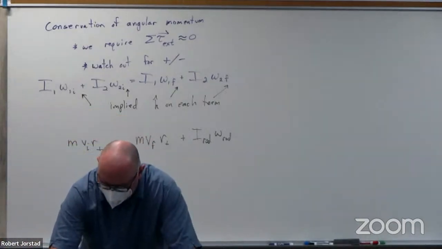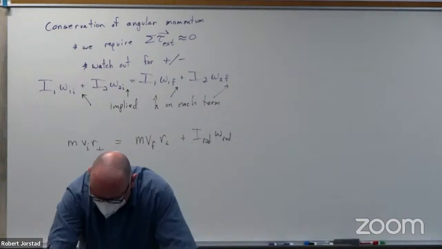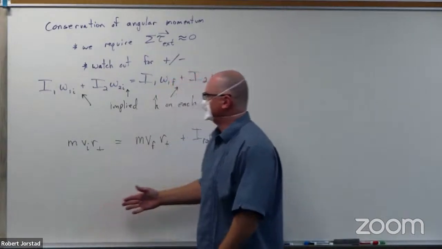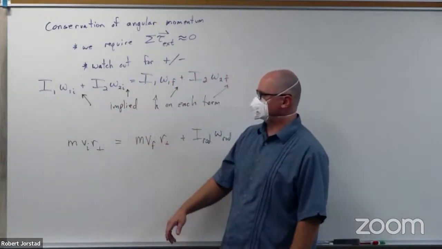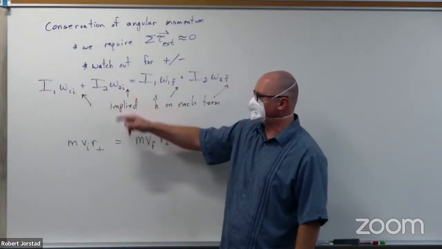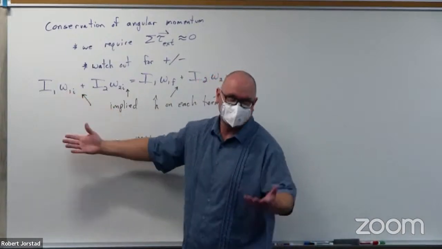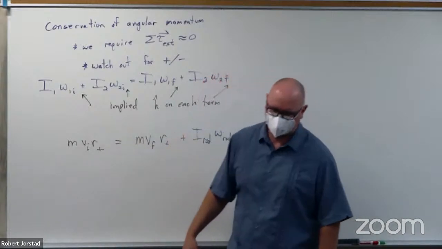Those are listed at the bottom of page 83, right? You can do I omegas, you can do MVRs. Basically, you're going to have some combination of this, right? The initial rotation rate of the rod was 0. Instead of using I omega for a point mass, I subbed in MVR perp. Same problem. Okay.